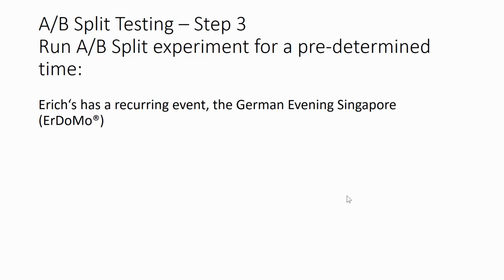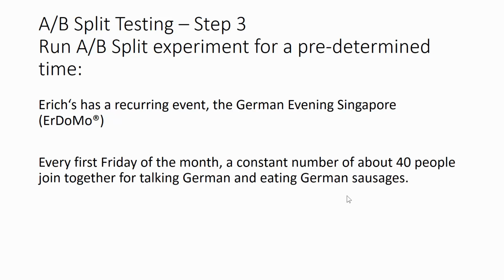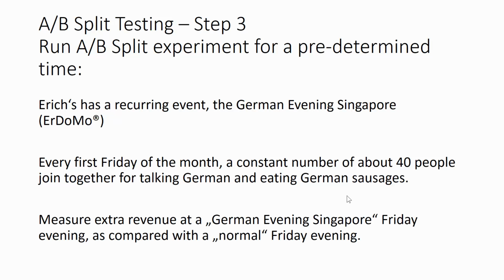Step 3. Run the A/B split experiment for a predetermined time. In our case, it is very easy. Eric has a recurring event, the German Evening Singapore, the Erdomo, which is also a trademark. Every first Friday of the month, a more or less constant number of about 40 people joins together for talking German and for eating German sausages. Our plan is, in step 3 of the A/B split testing, we measure the extra revenue at the German Evening Singapore Friday evening, and we compare it with a normal Friday evening.